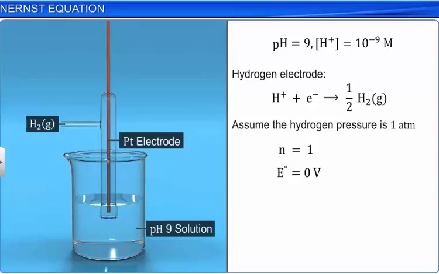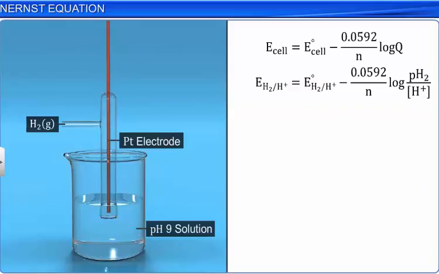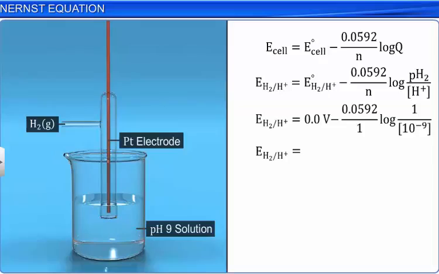Now we can substitute this information into the Nernst equation. From the equation for the hydrogen electrode, we see that Q equals H2 over H plus. By evaluating the equation, we find that the electrode potential is minus 0.531 volts.